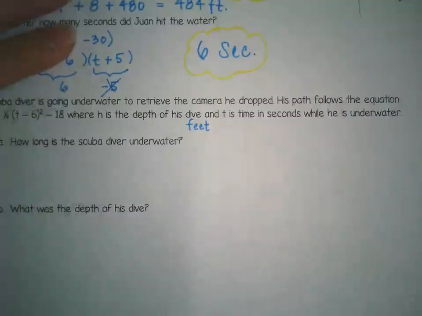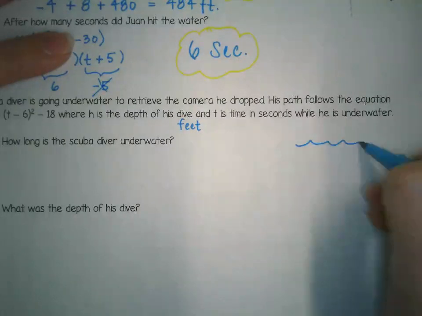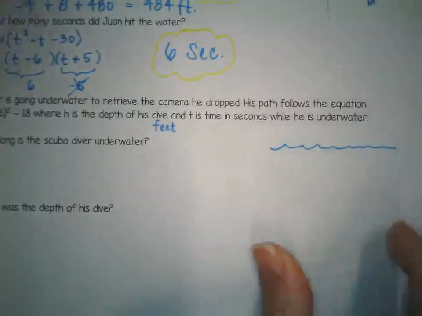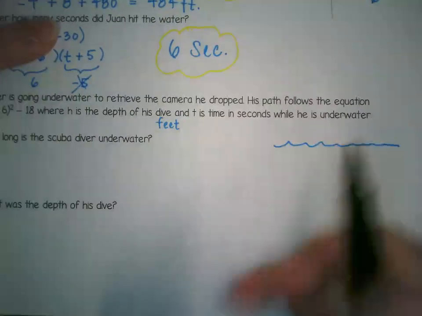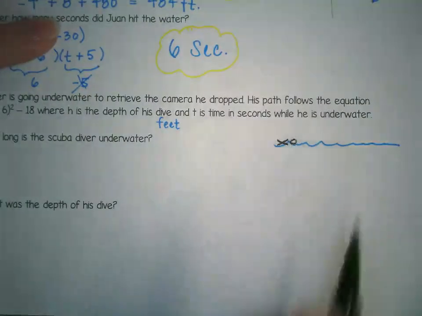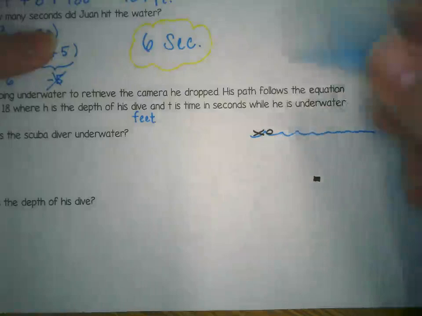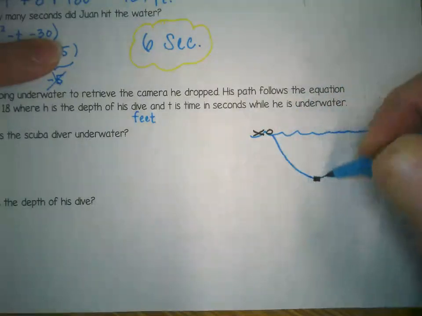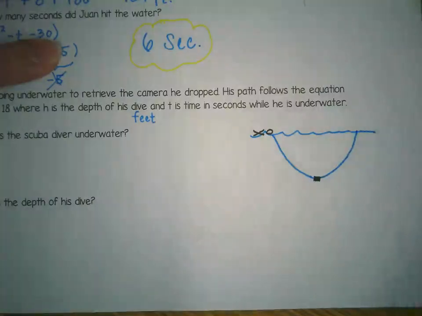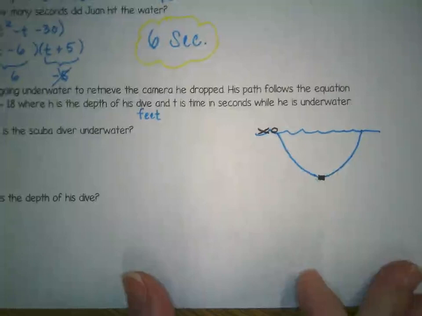All right, so we have a diver this time. So I'm going to think of the surface of the water as my x-axis. So here is our scuba diver, and his camera is somewhere down here. So what's happening is he's diving down to get his camera and then coming back up to the surface. So that's the parabola that I'm looking at.